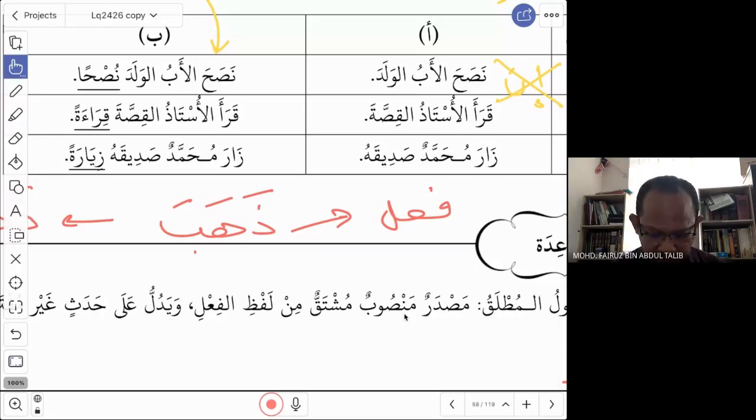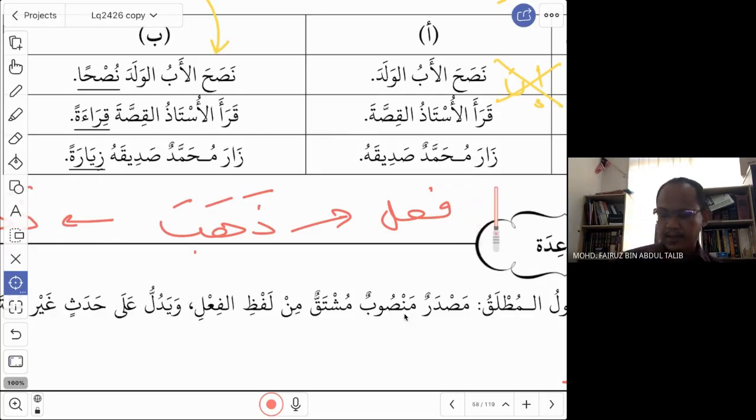If you look at the masdar here, the maf'ul mutlaq, you don't put alif lam. No need to say an-nusha. You just say nushan. You just say qira'atan. You just say ziyaratan. Alright? So this is the second jumlah. Let us look at the third jumlah.